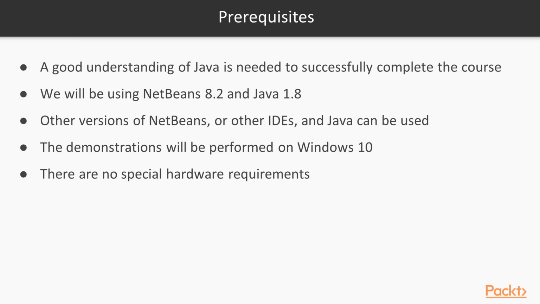To actually develop a good understanding or fulfill the objectives of this course, you need a good understanding of Java. Basically, understand things like inheritance, polymorphism; experience using a Java API is always good. We'll be using specifically NetBeans 8.2 and Java 1.8 in this video. However, other versions of NetBeans and Java may be useful. Bear in mind that some of the examples in the video will be using lambda expressions, which are only found in Java 1.8 and later.